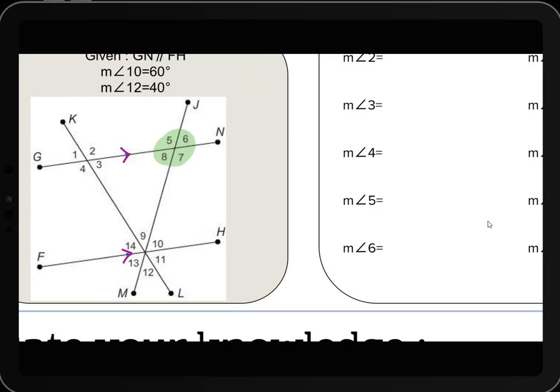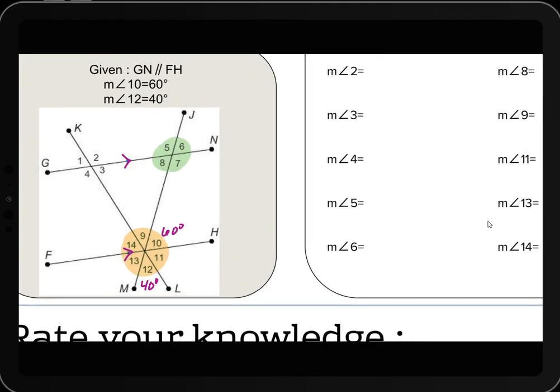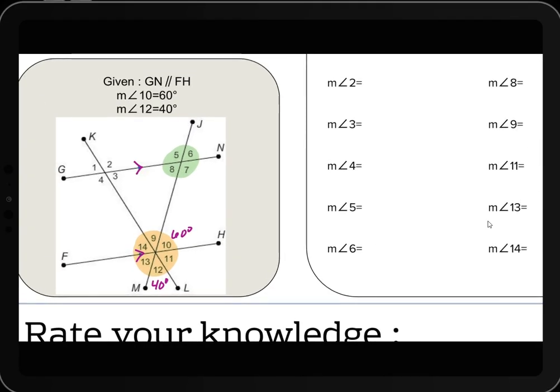Let's use orange for this. This whole region down here can be filled out relatively quickly, because they're giving us angle 10, which is 60, and they're giving us angle 12, which is 40. It would be my recommendation that we find all of the angles in that region alone first, and here's the reason why, because we've actually already worked with them.